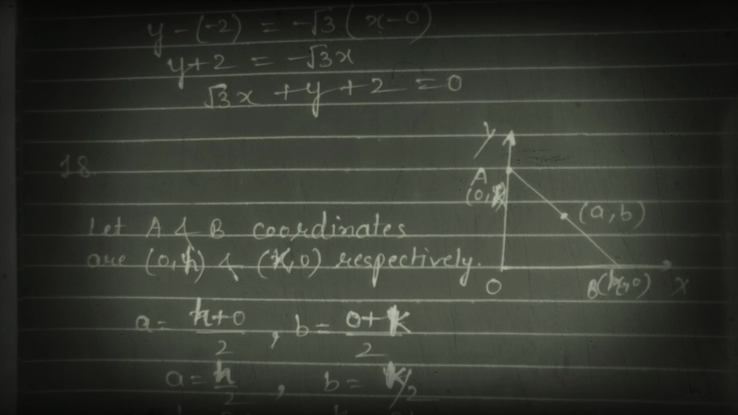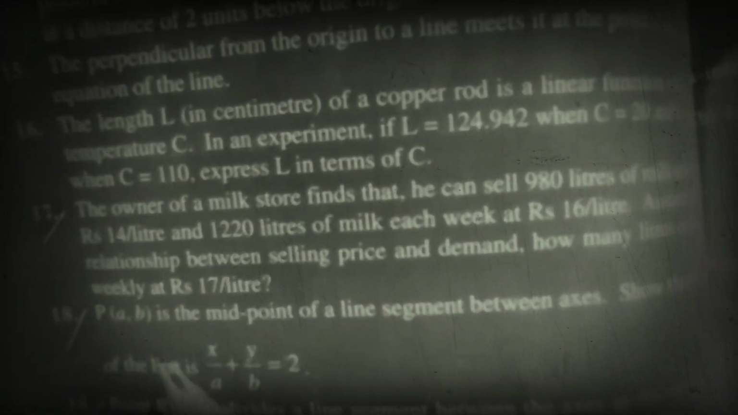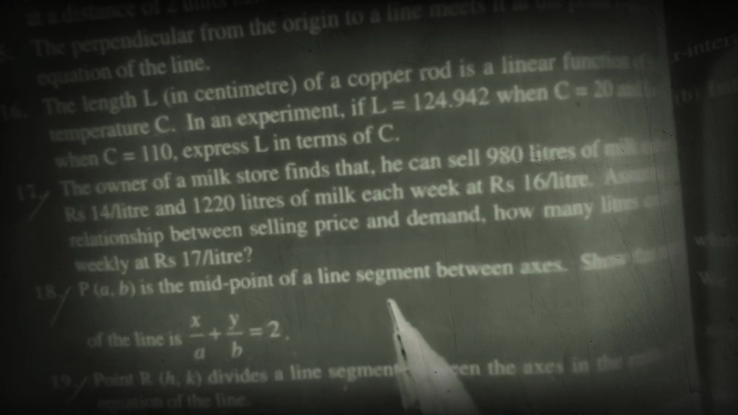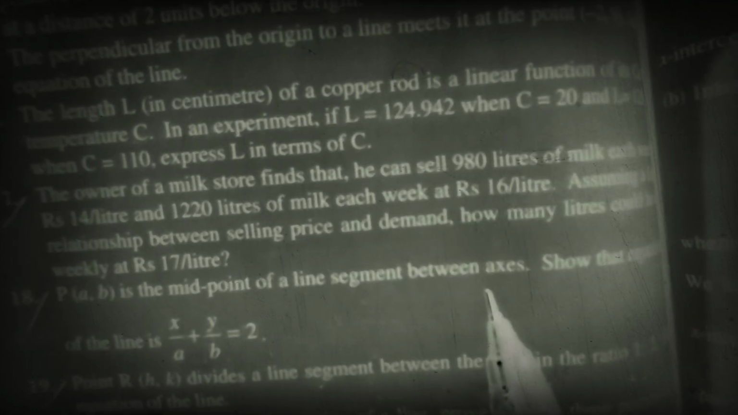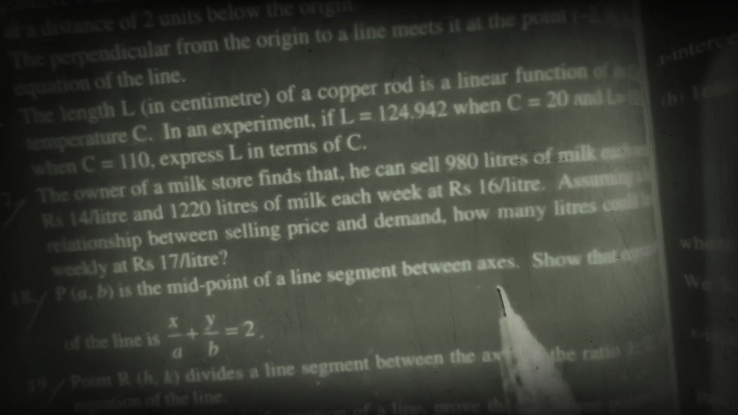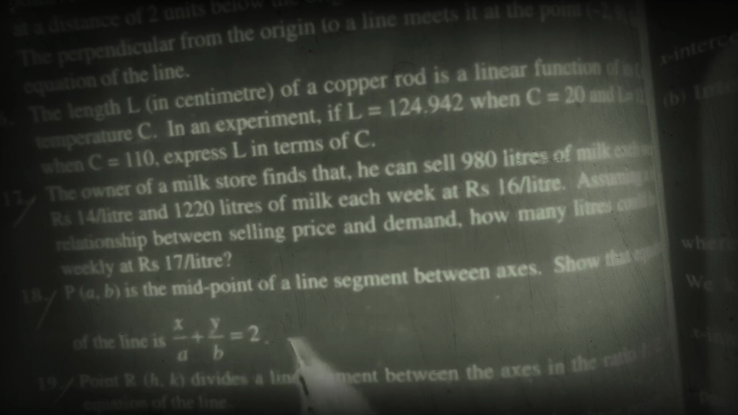Now come to the 18th question. You will do questions 15 and 16 yourselves; these are easy, and 17 also. So I am doing the 18th question. P(a, b) is the midpoint of the line segment between the axes. Show that the equation of the line is x upon a plus y upon b is equal to 2. So look at this question.